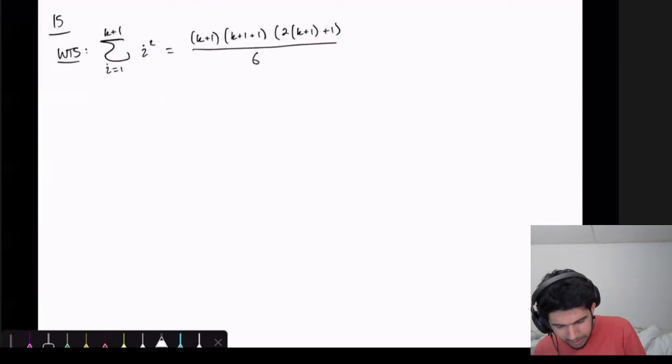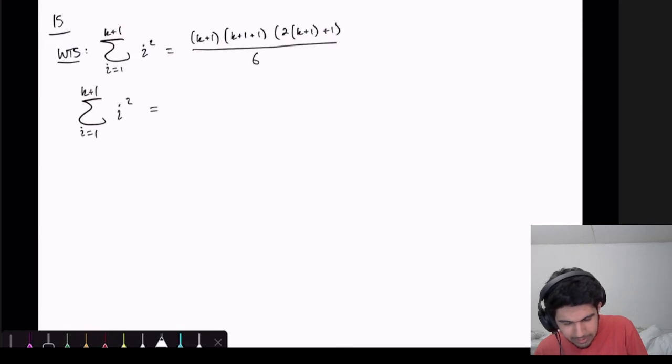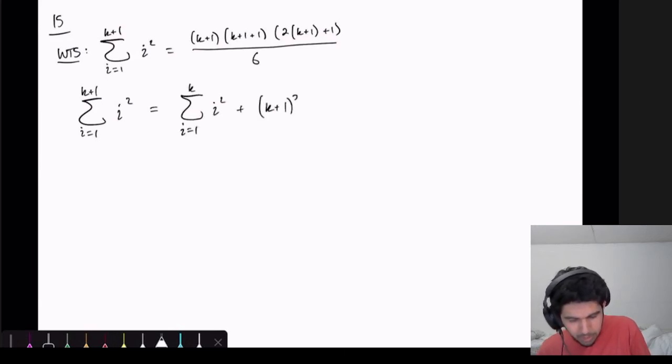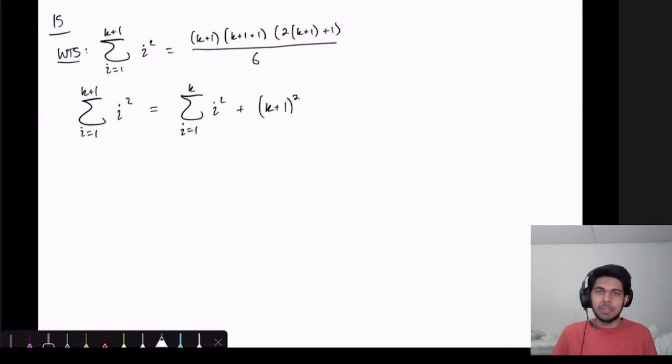So we have this summation from i equals 1 to k plus 1 of i squared. That's equal to the summation from i equals 1 to k of i squared plus (k plus 1) squared. We're just removing that last term from the summation, but it's still equivalent because we substituted k plus 1 in for i there. So these two are equivalent.